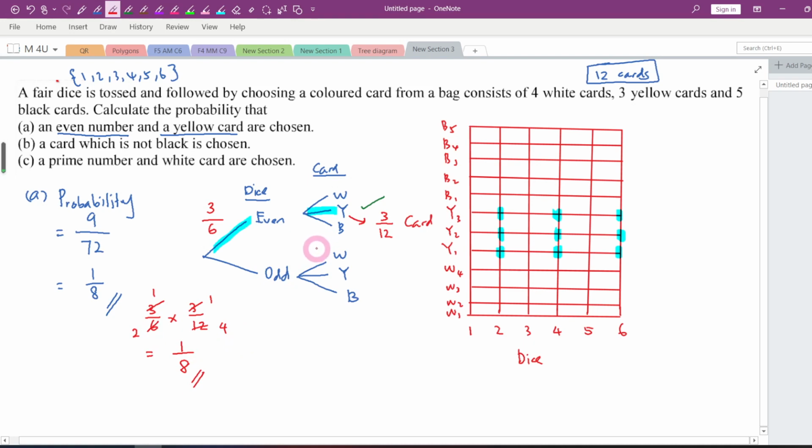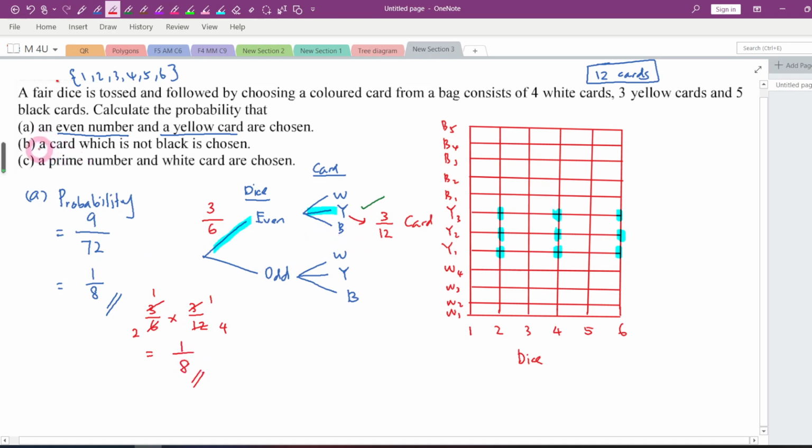If you can visualize, if you can imagine it, you don't have to draw this diagram, it's okay. But I think drawing this diagram will not take you a lot of time, so it's better you draw it out. When you see the diagram, it's actually easier for you to solve it. So both methods, using this or this, give you exactly the same answer.